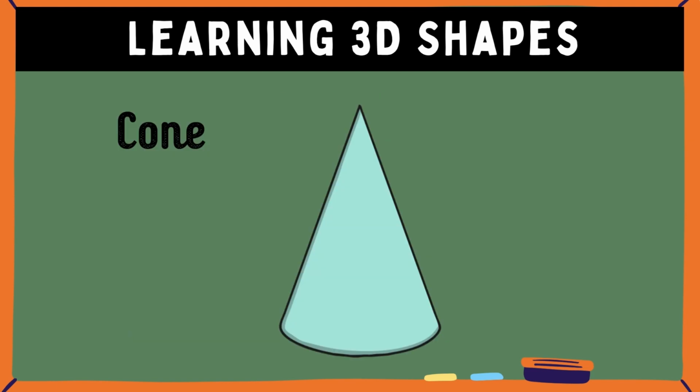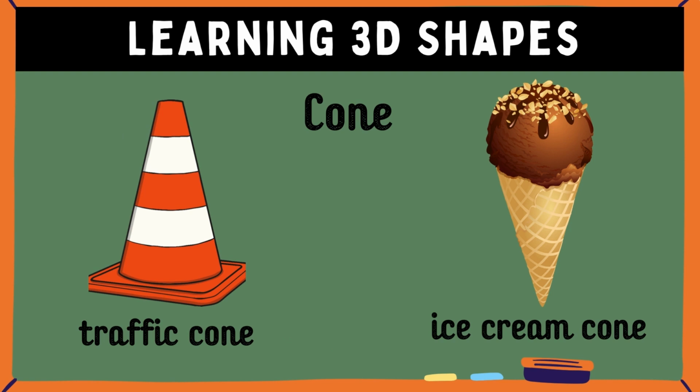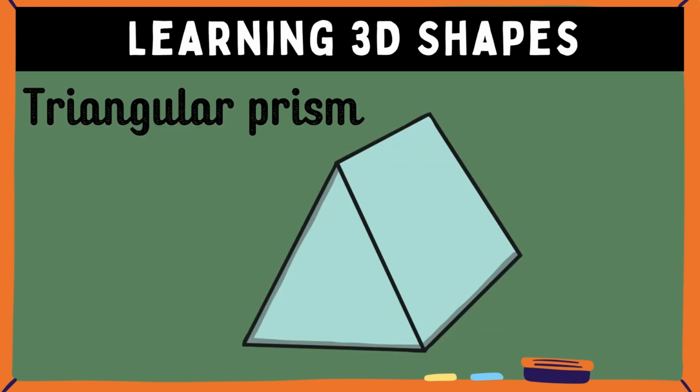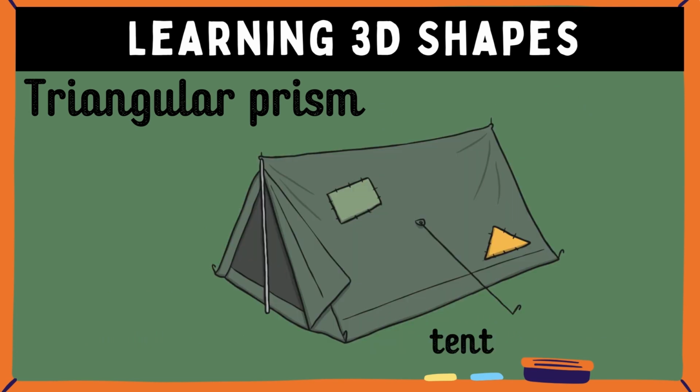This shape is called a cone. Can you say cone? A traffic cone and an ice cream cone are cones. Can you think of an object that is a cone? This last shape has a really long name. It's called a triangular prism. Can you say triangular prism? Good job! A tent may be a triangular prism. Can you think of an object that is a triangular prism?